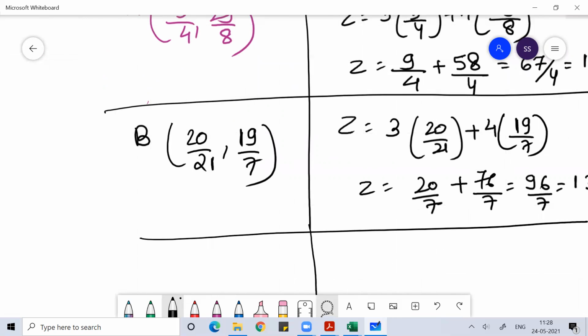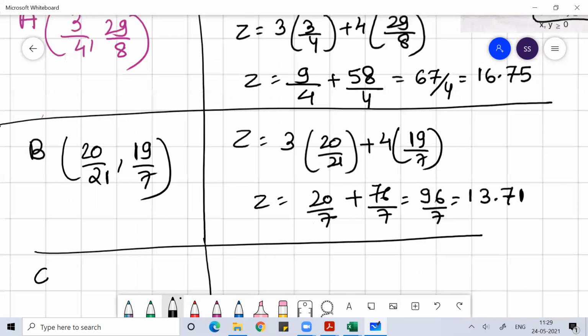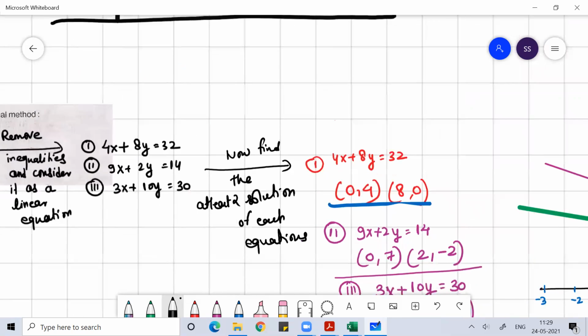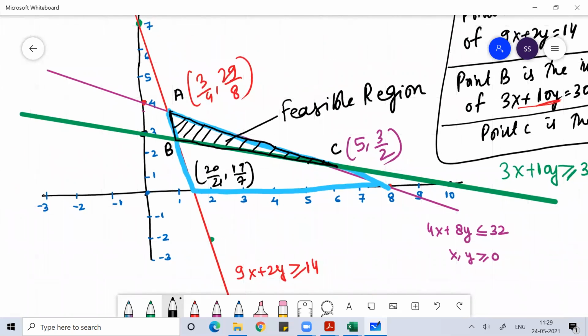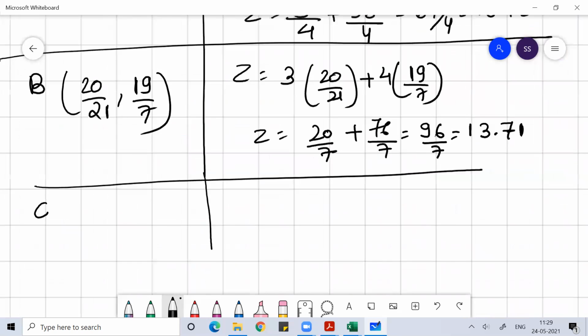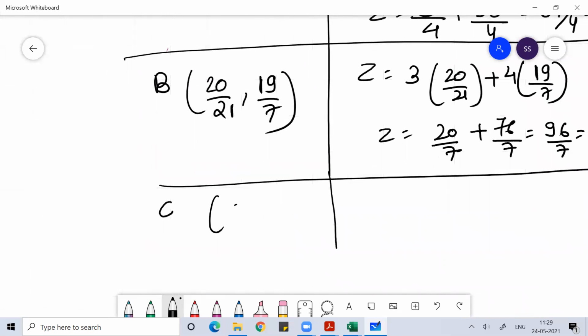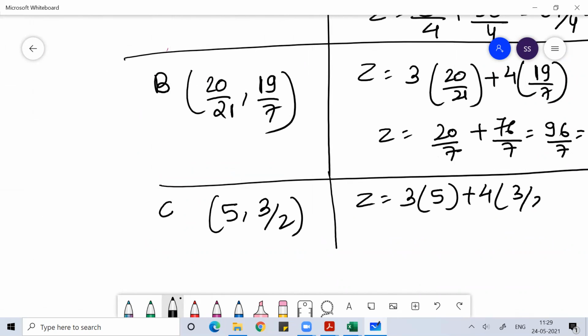And then see the point C. Point C is 5 comma 3 by 2. Put that in the equation. Find the Z value. 3 into 5 plus 4 into 3 by 2. Z would be 15 plus this would be 2, 2 3s are 6. Z value would be 21.